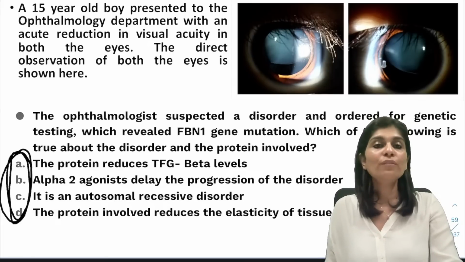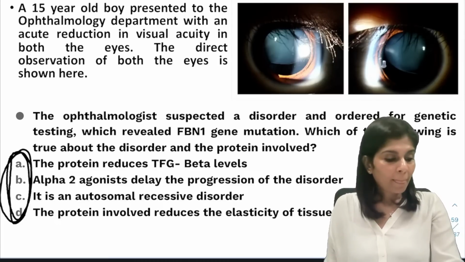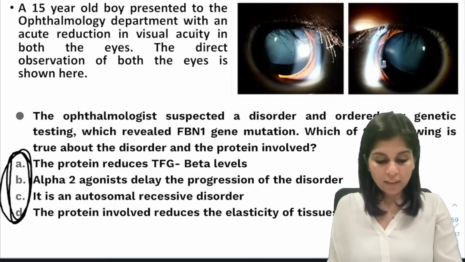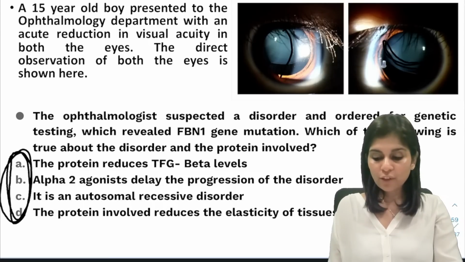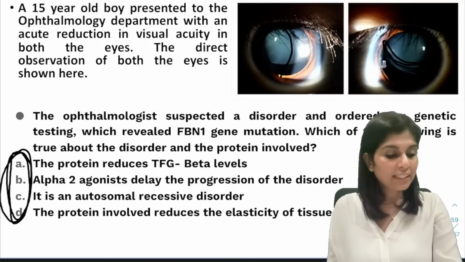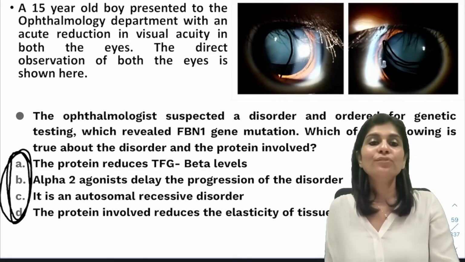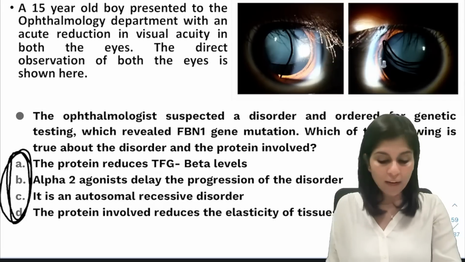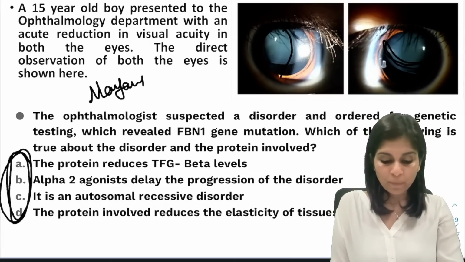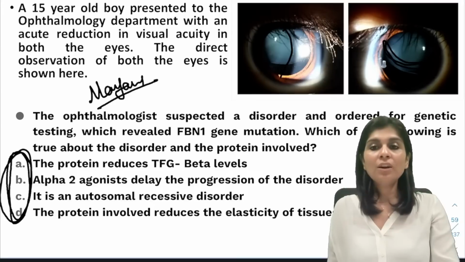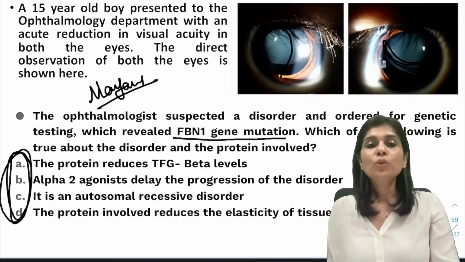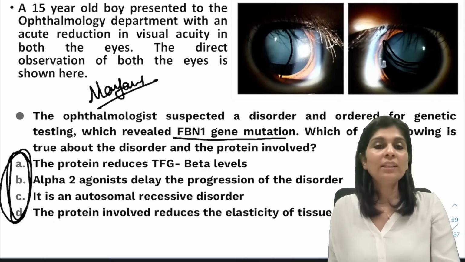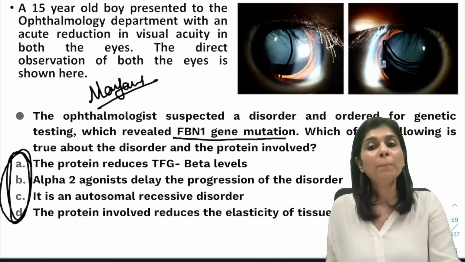A 15-year-old boy presented to the ophthalmology department with an acute reduction in the visual acuity in both the eyes. The direct observation of both the eyes is shown here. What is it that you see here? Do you see supratemporal dislocation of the lens? What is it? It is Marfan syndrome. Very good, Arun Sharma. The ophthalmologist suspected a disorder and ordered genetic testing, which revealed a fibrillin 1 gene mutation. So exactly like what you suspected, fibrillin 1 gene mutation is the diagnosis, which is nothing but Marfan syndrome.